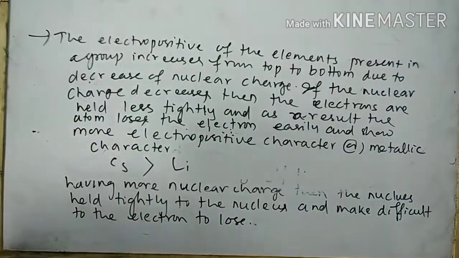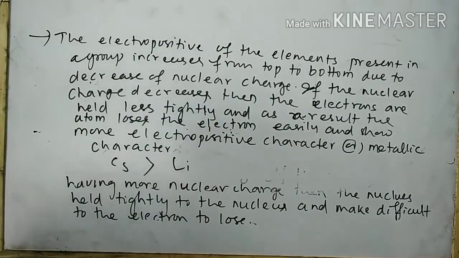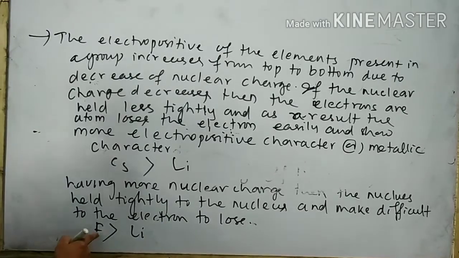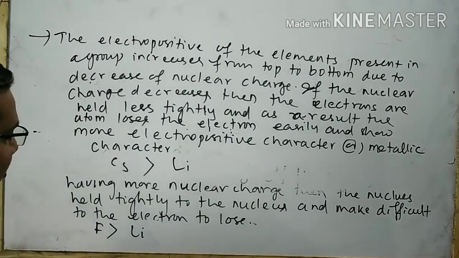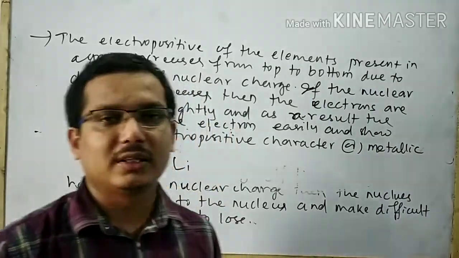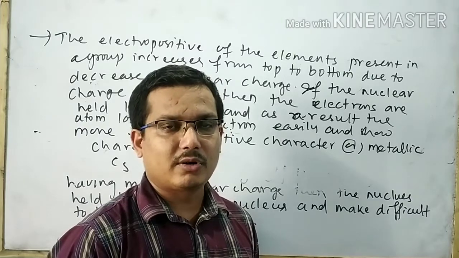If you think about elements present in a period, take an example along a period, fluorine has more electronegativity than lithium. Fluorine has more nuclear charge as compared to lithium, so the electrons present in fluorine are held tightly, and it is very difficult to remove an electron from fluorine. That's why fluorine shows less electropositive character than lithium. That is all about your electropositivity.